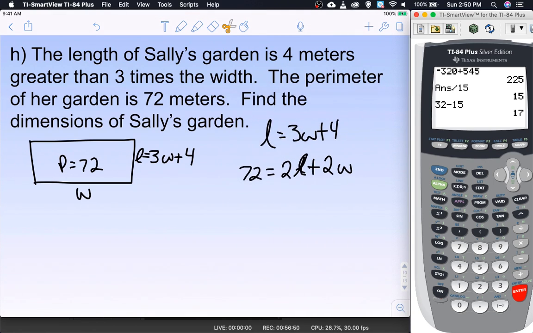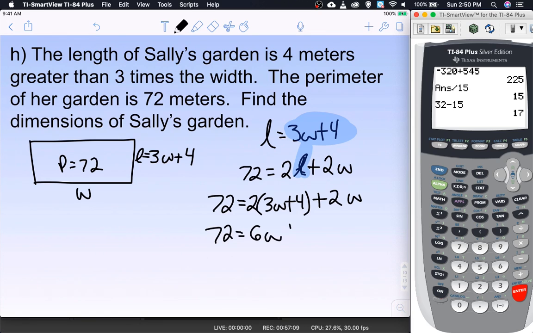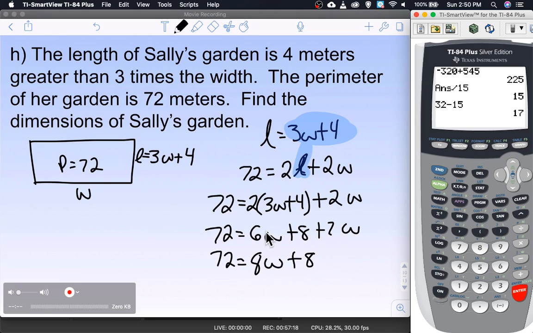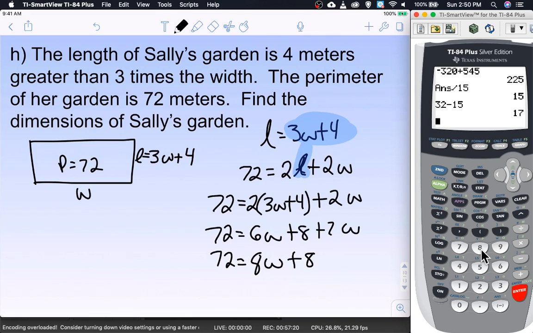I'm going to rearrange a little bit here. I'm going to plug this junk in right there. So let's see what we got. 72 equals 2 times 3w plus 4 plus 2w. 72 is 6w plus 8 plus 2w. 72 is 8w plus 8. That's combining like terms. I combined 6w plus 2w is 8w.